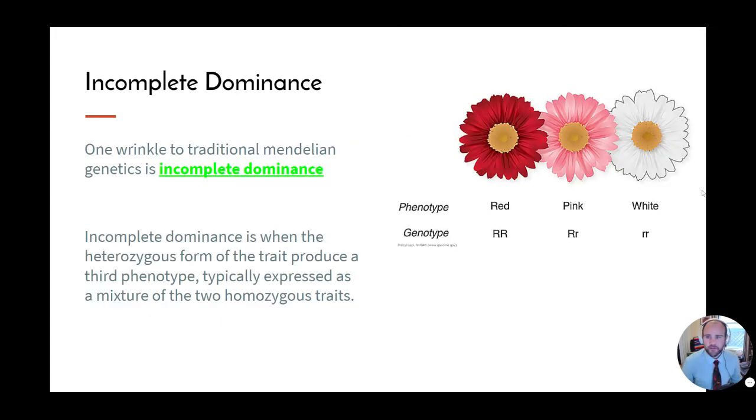Our first example is going to be incomplete dominance. What incomplete dominance means is that our heterozygous pair, that's when the alleles are big and little, or different, are going to produce not the dominant trait, but a third form of the trait, kind of an in-between stage. You can see that with the flowers, where red is the dominant trait, white is the recessive trait, and if you're heterozygous, you end up with a pink trait.